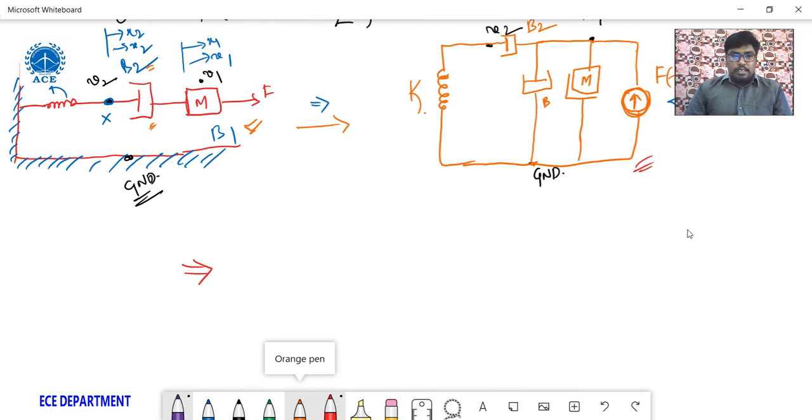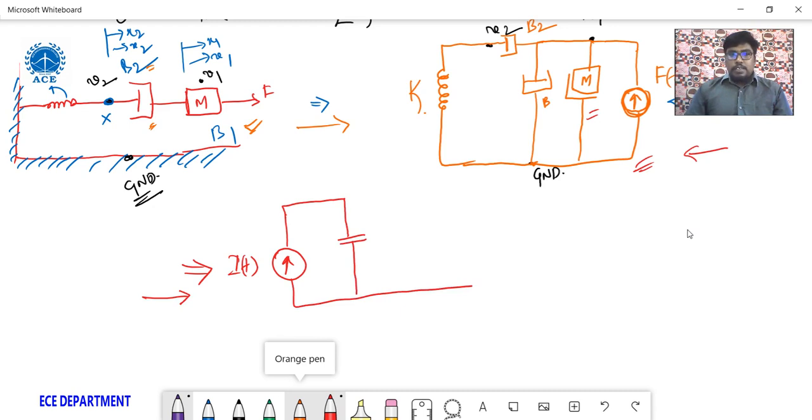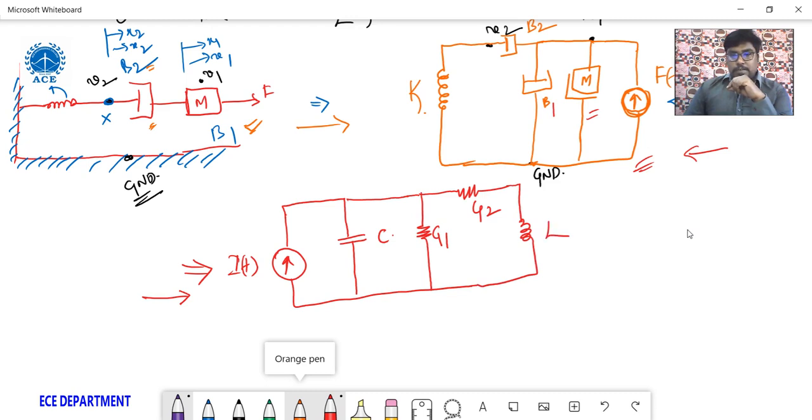Force F of t becomes a current, so I'm writing I of t. Elements we need to write as they are. From this side I'm taking this value and writing the electrical system like this. Mass becomes capacitor, as it is I'm writing, this is the capacitor. Next, the damper element is nothing but conductance, this is G1, since this is B1. Next is another damper element, so this is G2. Next, which is grounded, K becomes inductance L.